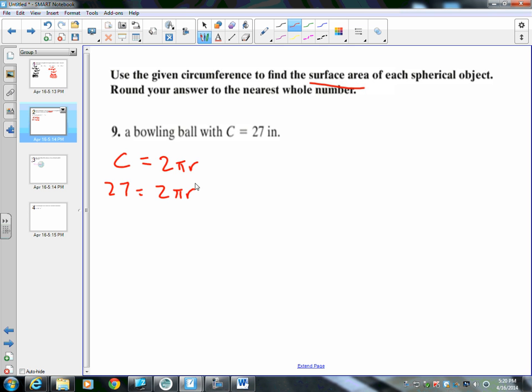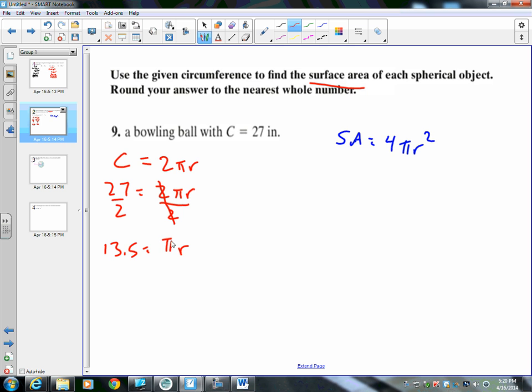I want to find radius. Now, why would I want to find radius? I want to find radius because I want to find surface area, and surface area is 4 pi r squared. I need radius to find surface area. So I can use this equation for circumference to solve for r. How do I do that? First I'm going to divide 27 by 2. Why would I do that? Because this cancels out the 2 on the right side. So 27 divided by 2 is 13.5, and all I'm left with is pi times radius on the right.